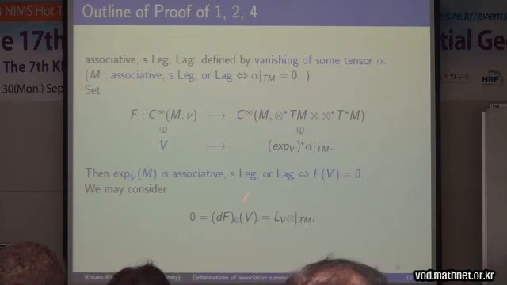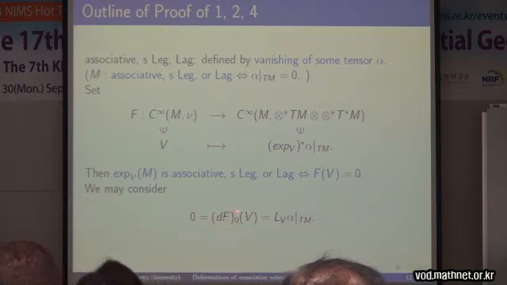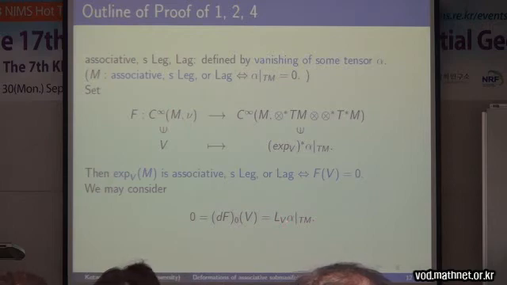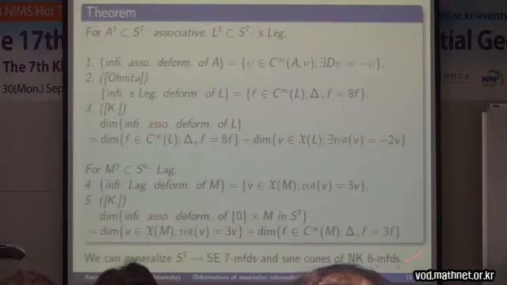So to study the infinitesimal deformation of associative, special Legendrian or Lagrangian submanifolds, we may consider the differential of F. So 0 equals dF_0(V), and F is defined by the exponential map, so this is equal to the Lie derivative along V. By calculating this, we obtain statements 1, 2 and 4. We can obtain them in this way.